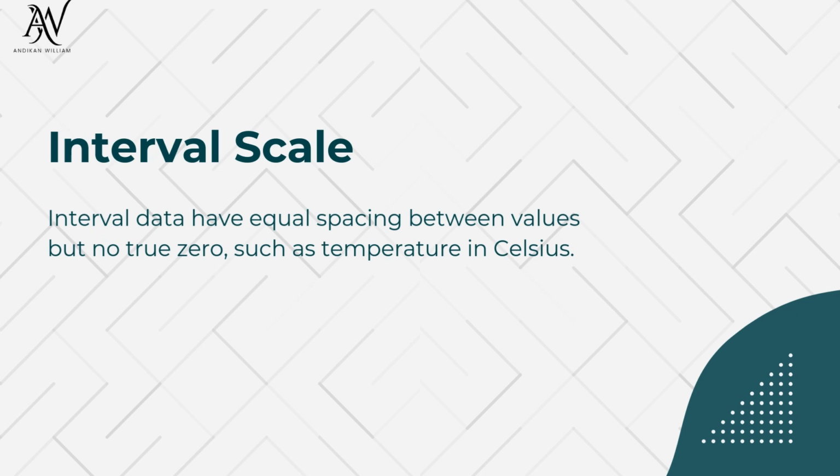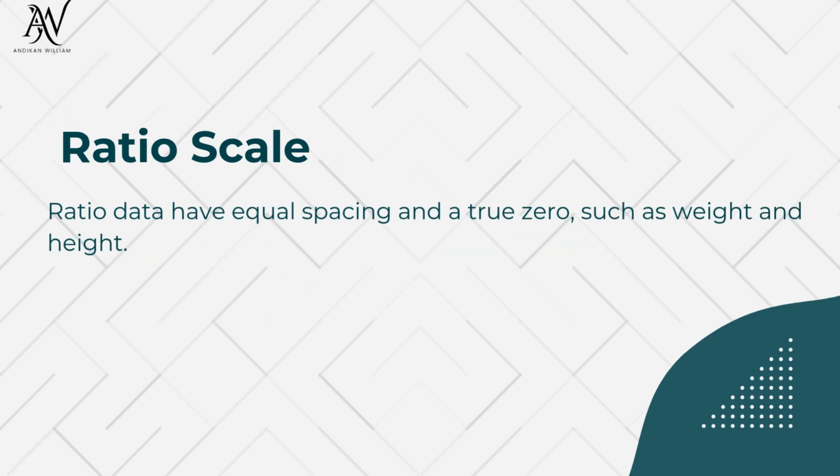Now, when you're talking about the interval scale, interval scales have equal spacing between values, but no true zero, such as temperature. What do we mean by this? Even if you have zero as the value of your temperature, it doesn't mean that there is no temperature, right? Even if you have zero, it's just a value, but it does not mean that there's no temperature because you are at 0 Celsius.